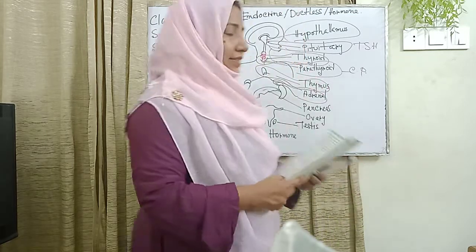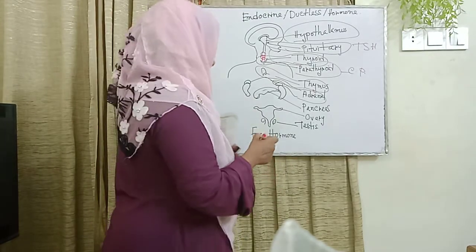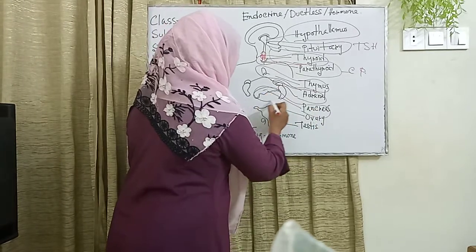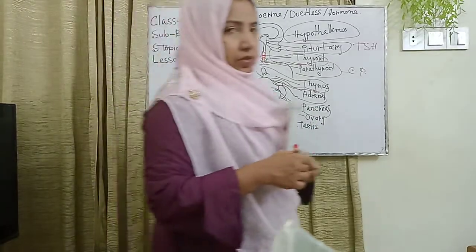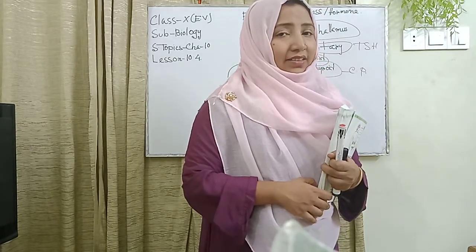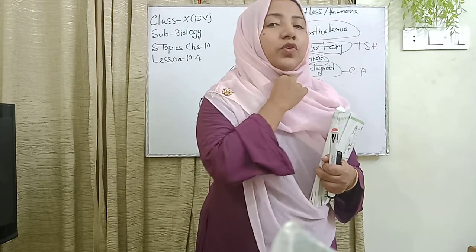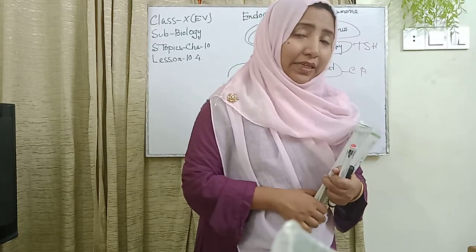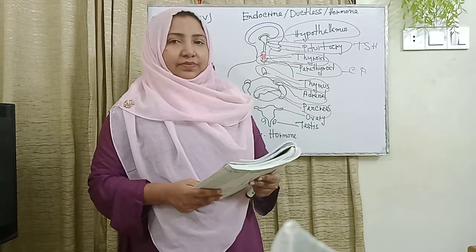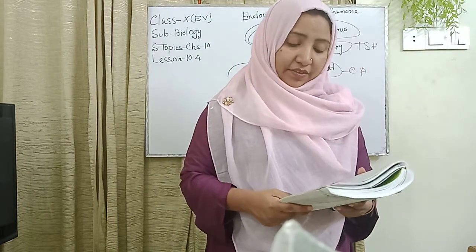And our next structure is the islets of Langerhans. This structure is basically the pancreas. You know, the pancreas is a very important gland. It has two structures, the exocrine and the endocrine. So the pancreas is also called a mixed gland. The islets of Langerhans are situated in the pancreas.